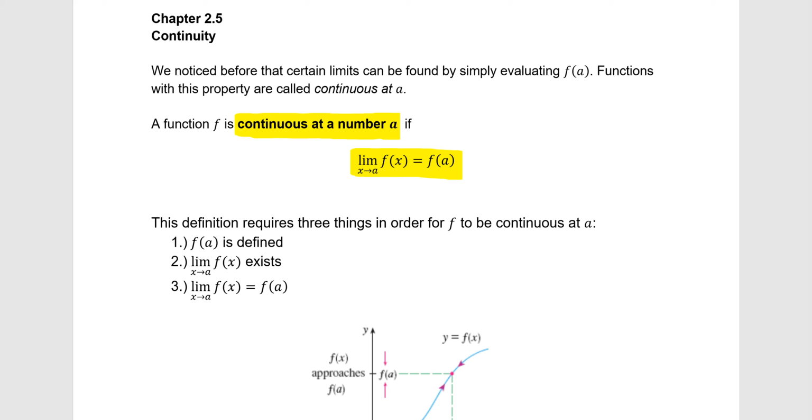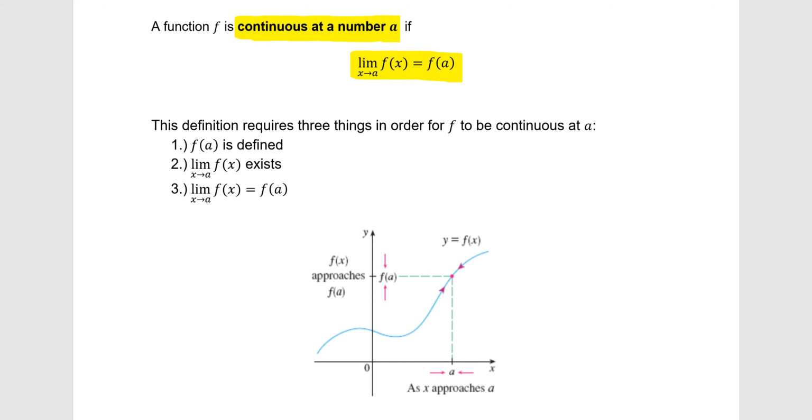The first thing is f of a has to be defined. So we plug in, we evaluate f of a, and then we actually get a value out. Second thing is the limit of f of x as x approaches a exists. And the third thing is that the limit of f of x as x approaches a equals f of a, which is just the definition of continuity.